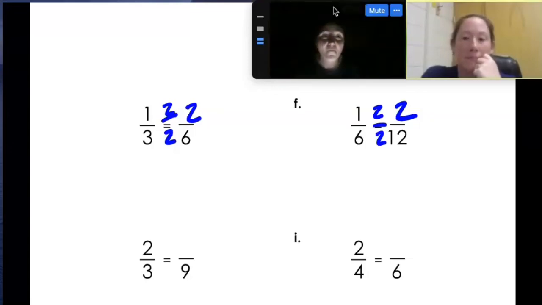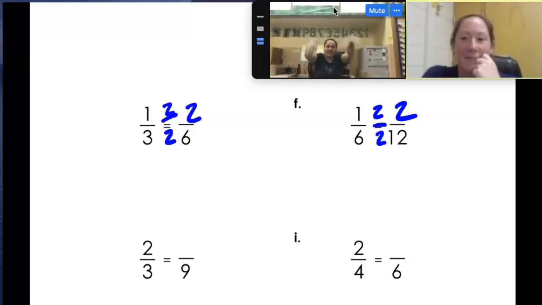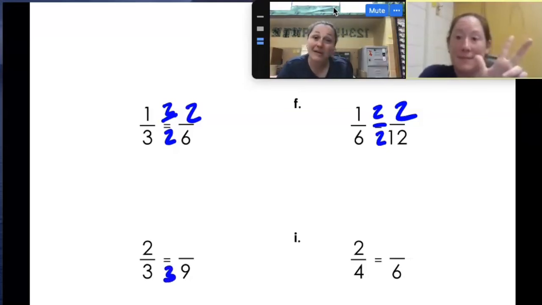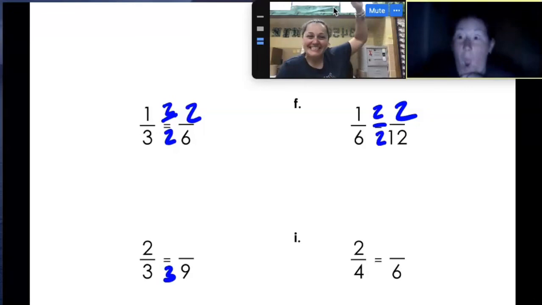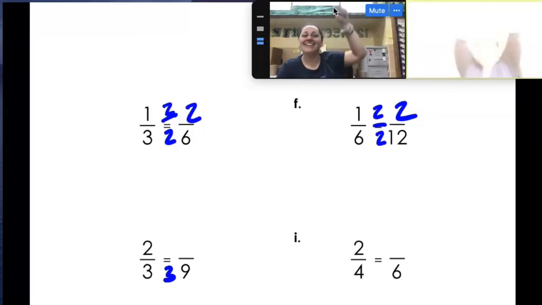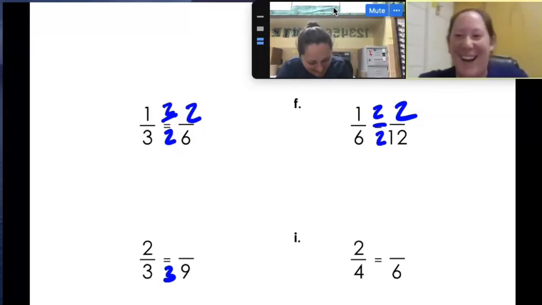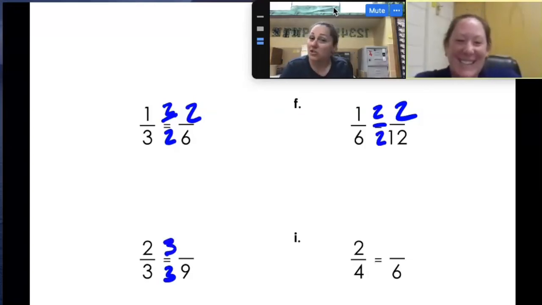All right, hop down to the bottom. 3 times what gives me 9? 3 times, let's see, 3, 6, 9. So that is 3 times 3. So if I multiply the bottom times 3, I multiply the top times 3. So 2 times 3 is 6. Outstanding.